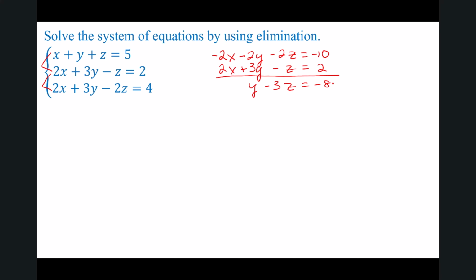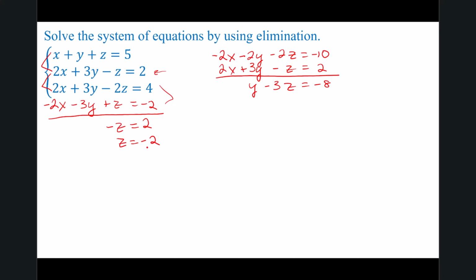So for the second 2 equations, I'm going to take this middle equation and multiply it by -1. So I'd have -2x minus 3y plus z equals -2. And then I can add these 2 equations together, and I get 2x minus 2x is 0, 3y minus 3y is 0, -2z plus z is -z, and 4 plus -2 is 2. Divide both sides by -1, and I get z equals -2.